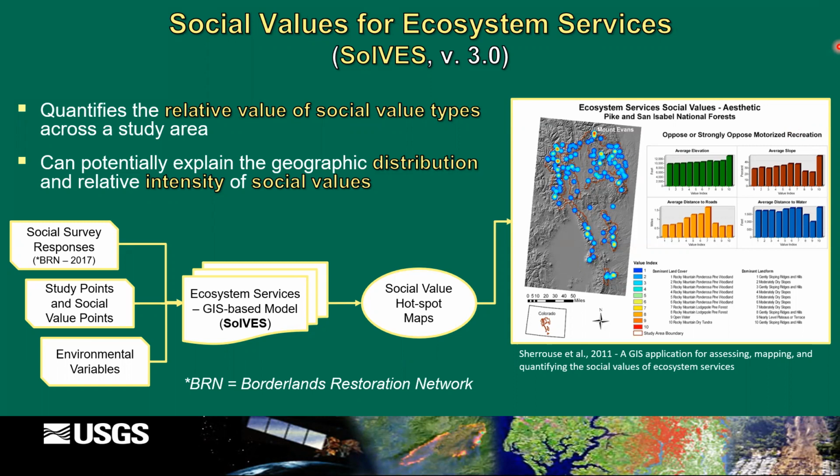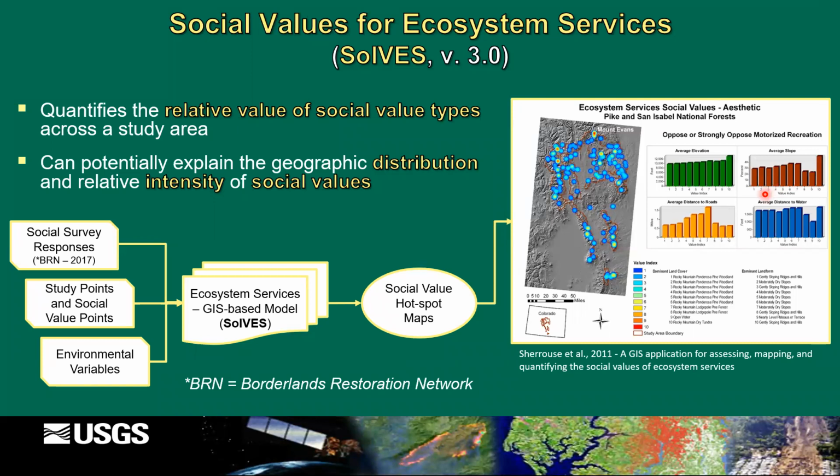And what you can see in the image on the right is an example of what sort of product SOLVES produces. Areas that are highlighted in red, such as in here and in here, are where you have high aesthetic social value. Areas in blue would represent lower aesthetic social value. So you can begin to see areas that are highly valued by the respondents to the survey.